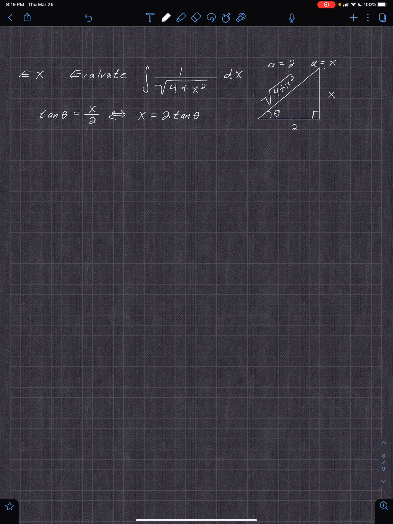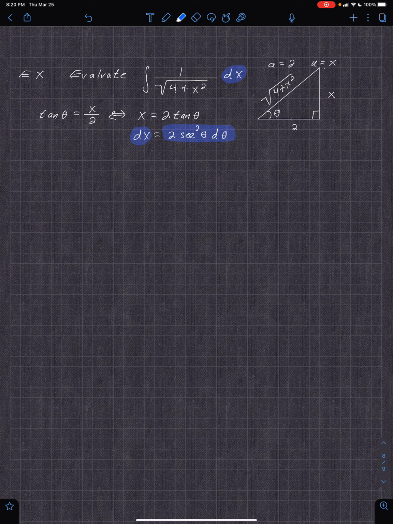So if x is that, this is when you have to do your dx. So dx is equal to, the derivative of tangent is secant squared, so it's 2 secant squared theta d theta. So that's what we're looking for. Your dx is here. So that ends up being all of this, 2 secant squared d theta.